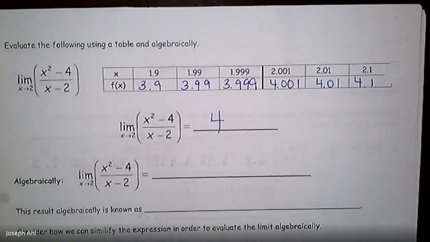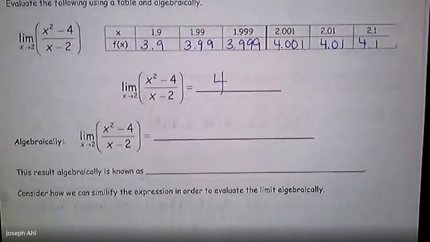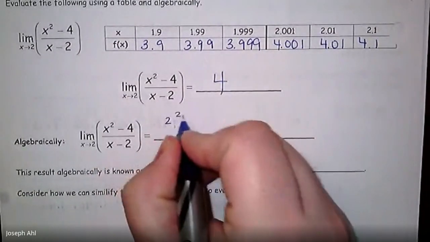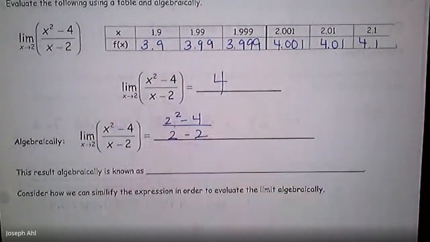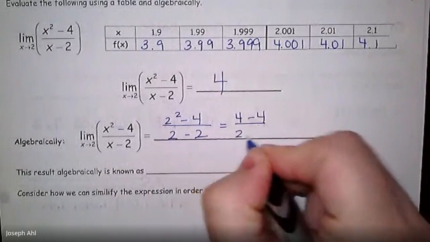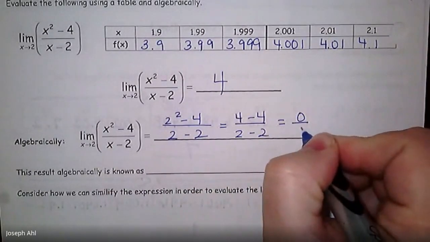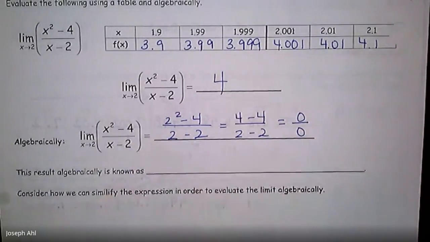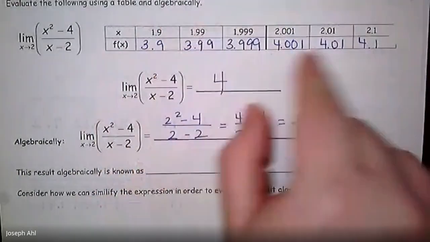So then, why don't we just do it the algebraic way? I mean, that was the easiest, right? I just plug in 2 for x. So we get 2 squared minus 4 on top, and 2 minus 2 on the bottom, right? Just plug in 2 for those x's. Very easy. So we get 4 minus 4 over 2 minus 2, which is 0 over 0. Oh, no. All right, so that's why sometimes a table of values is really useful.